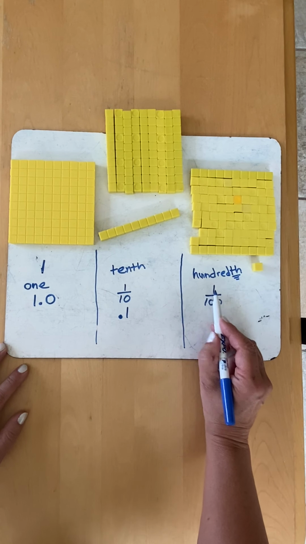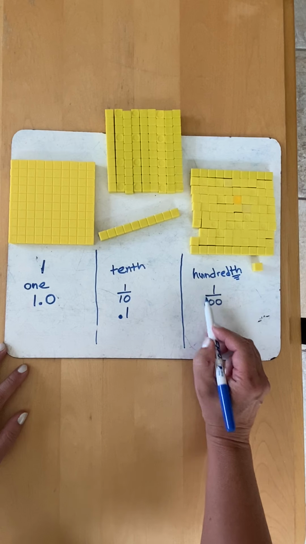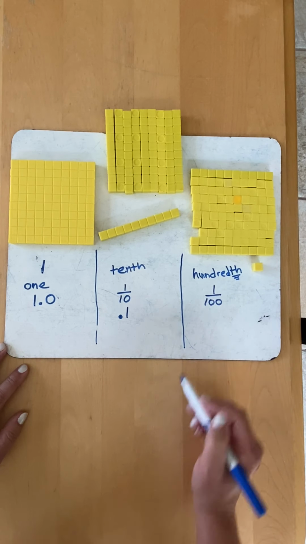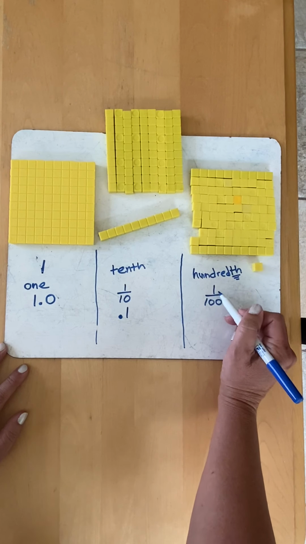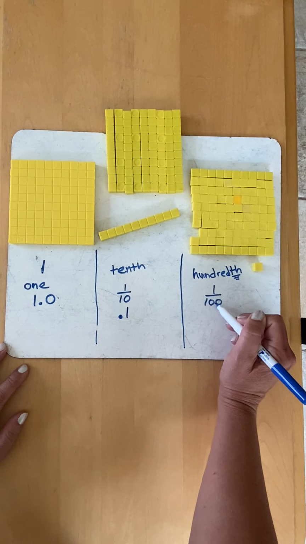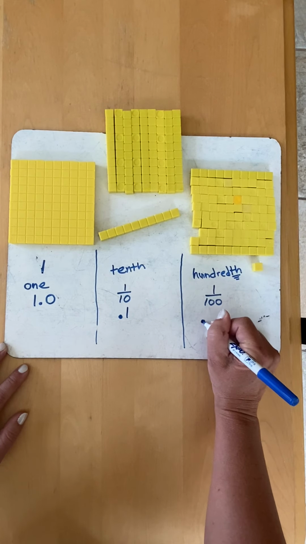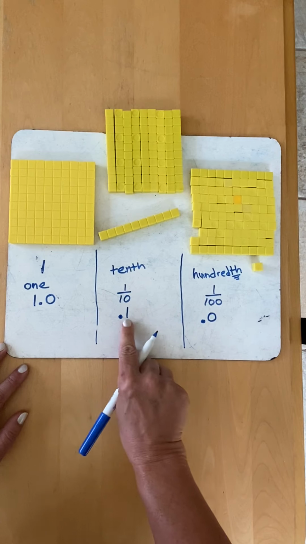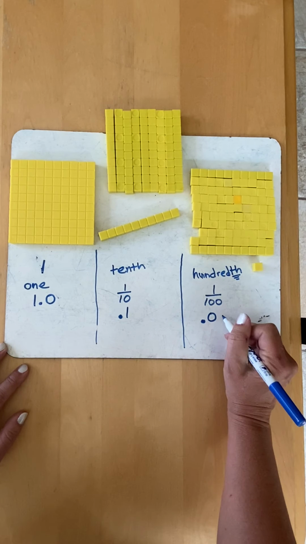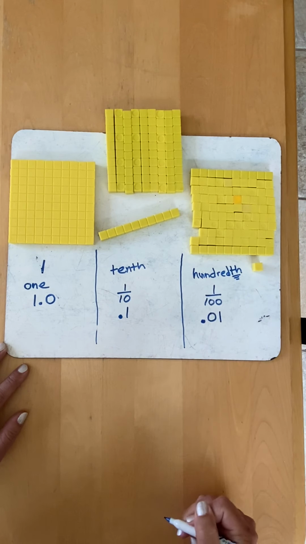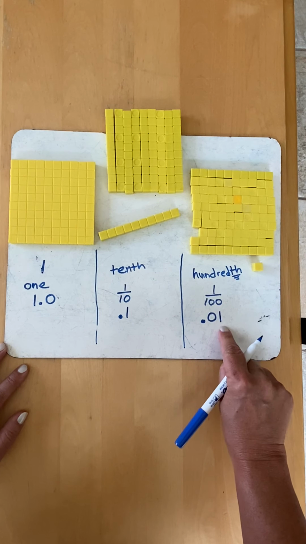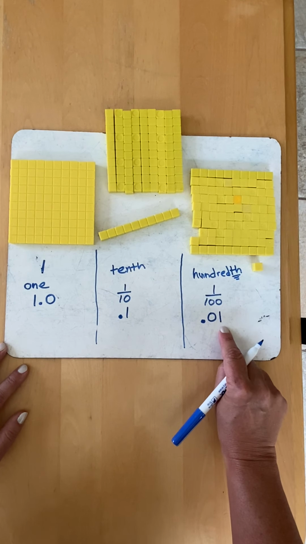We write that as 1 out of 100. So our fraction is written as a ratio, 1 out of 100. If we read that as a fraction, it would read one hundredth. When we put it into our decimal form, it's not the tenths place, it goes here. So it is our hundredths. And that's why we put decimal point 0.01 when we write it.